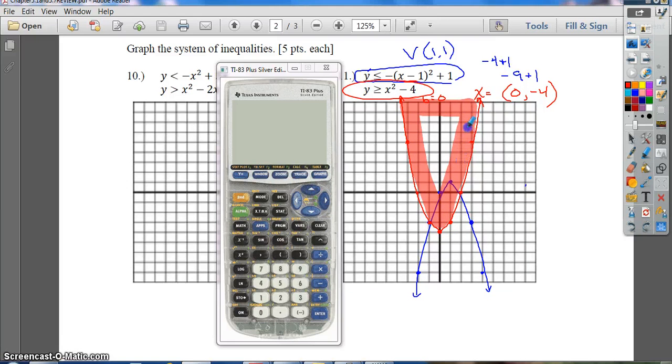Give you a visual. As far as shading goes with the blue one, that would be less than. So I'm here. And you can see where that purplish violet tint is, where the blue and the red meet. That's where your solution set is, the number 11. Okay? So that's the number 11.